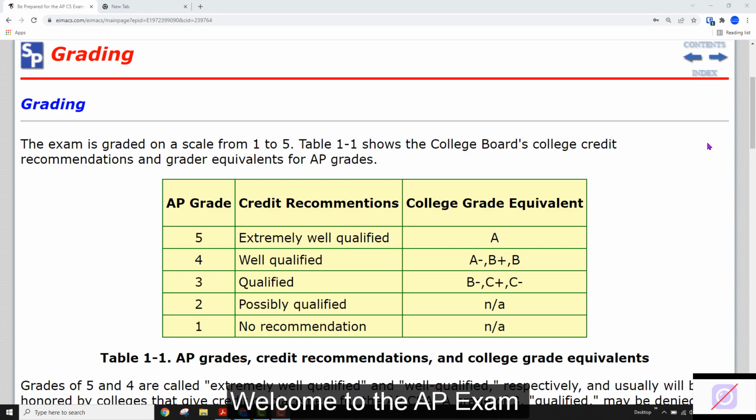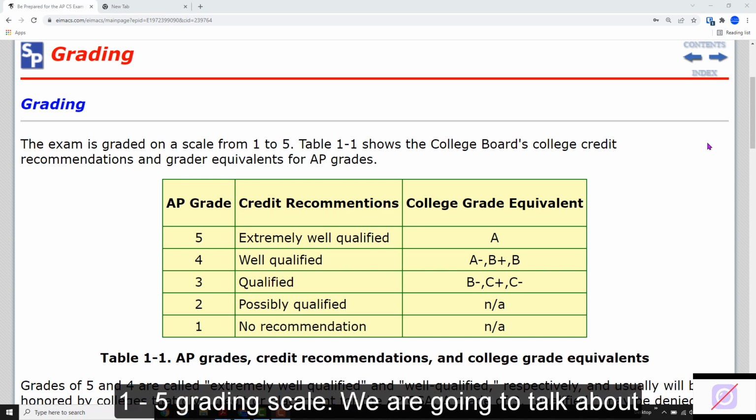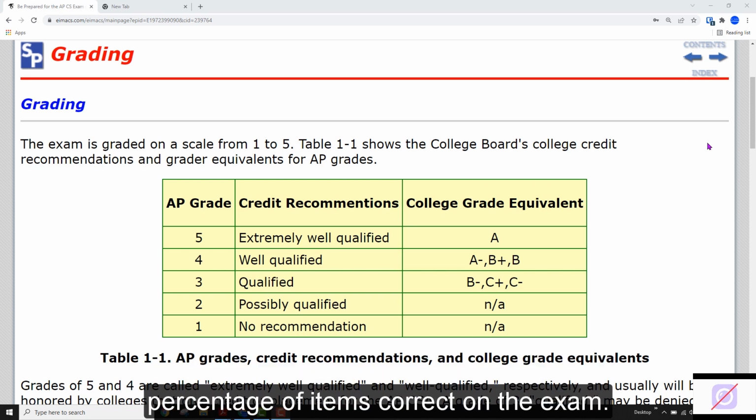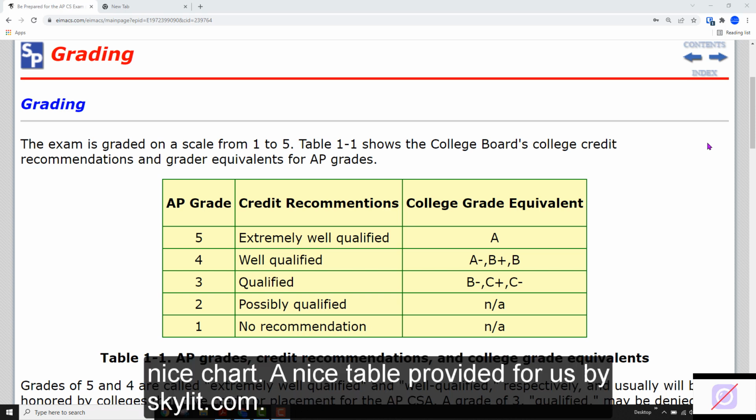So welcome to the AP exam, Computer Science A grading scale. We're going to talk about the 1 through 5 grading scale, we're going to talk about pass rates, and we're going to talk about correlation to percentage of items correct on the exam.